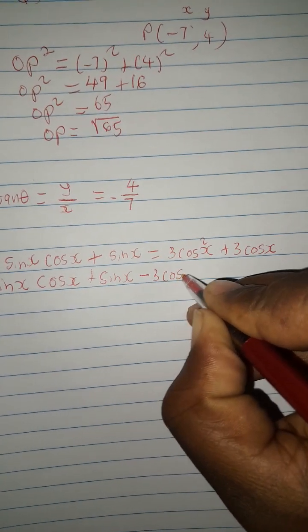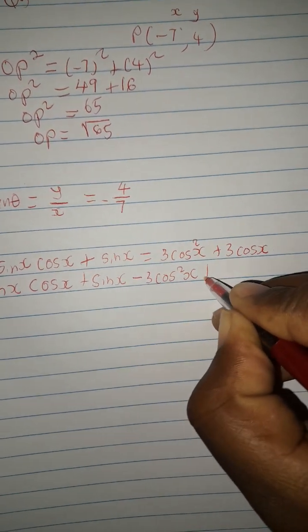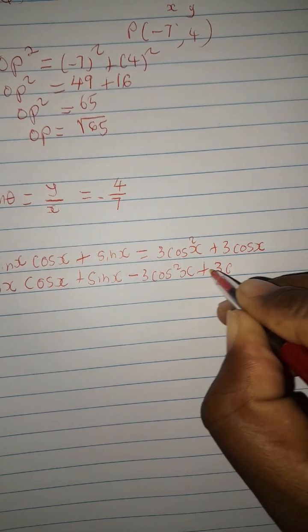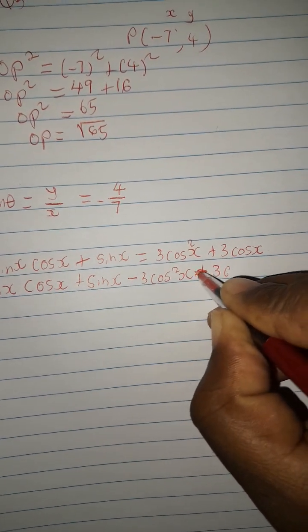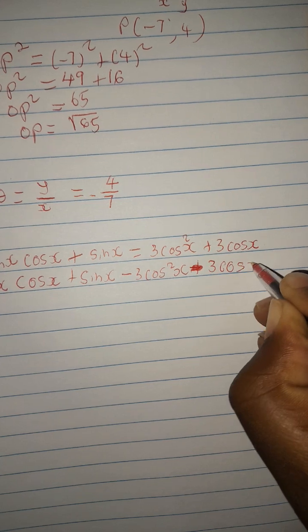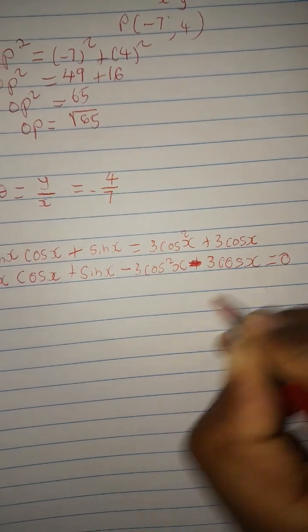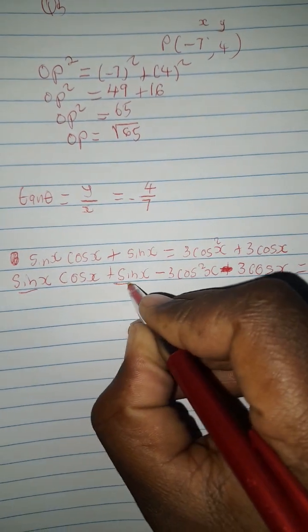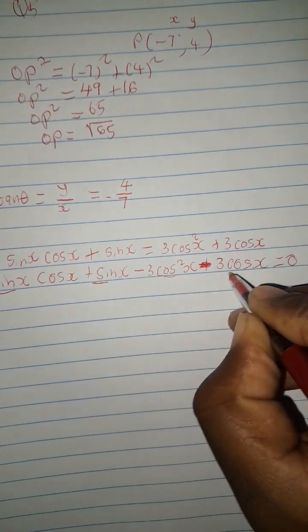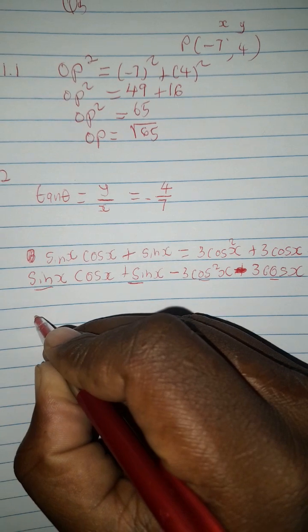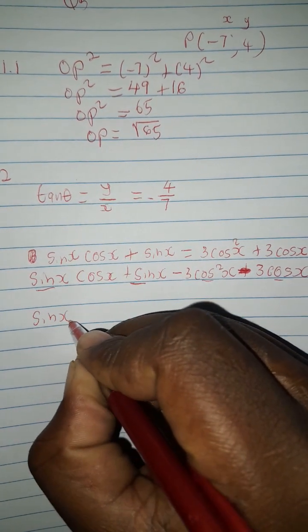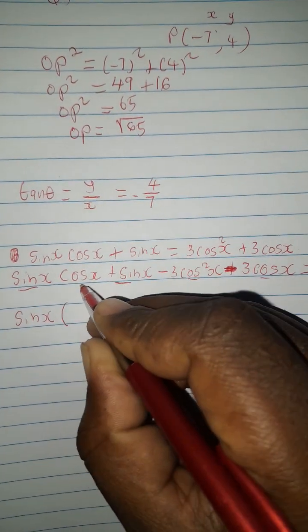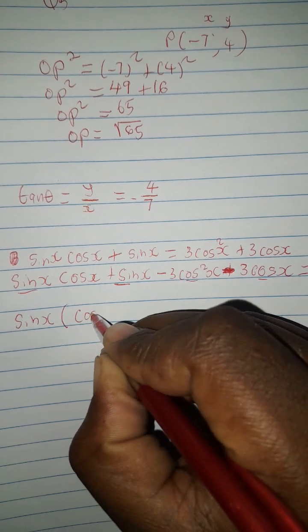Negative 3 cos squared x, plus minus. Sorry for that. Plus minus 3 cos x. Since it's a quadratic, you equate it to 0. So we can see that there's a highest common factor in this case. Even here, we can take out the highest common factor, which is sin x. Then now let's factorize. So we will be left with cos x here.